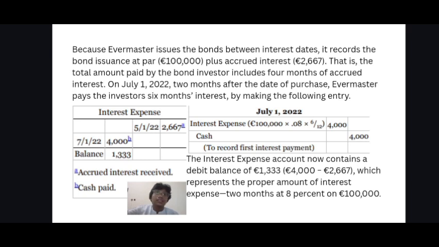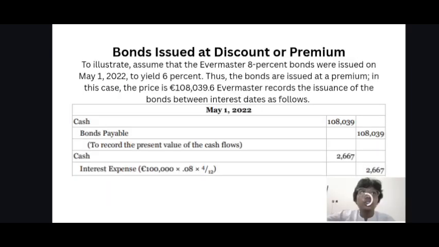On July 1st, the interest expense account now contains a debit balance of 1,333, which is 4,000 minus 2,667, which represents the proper amount of interest expense for 2 months at 8% on 100,000. Next method is bonds issued at a premium.